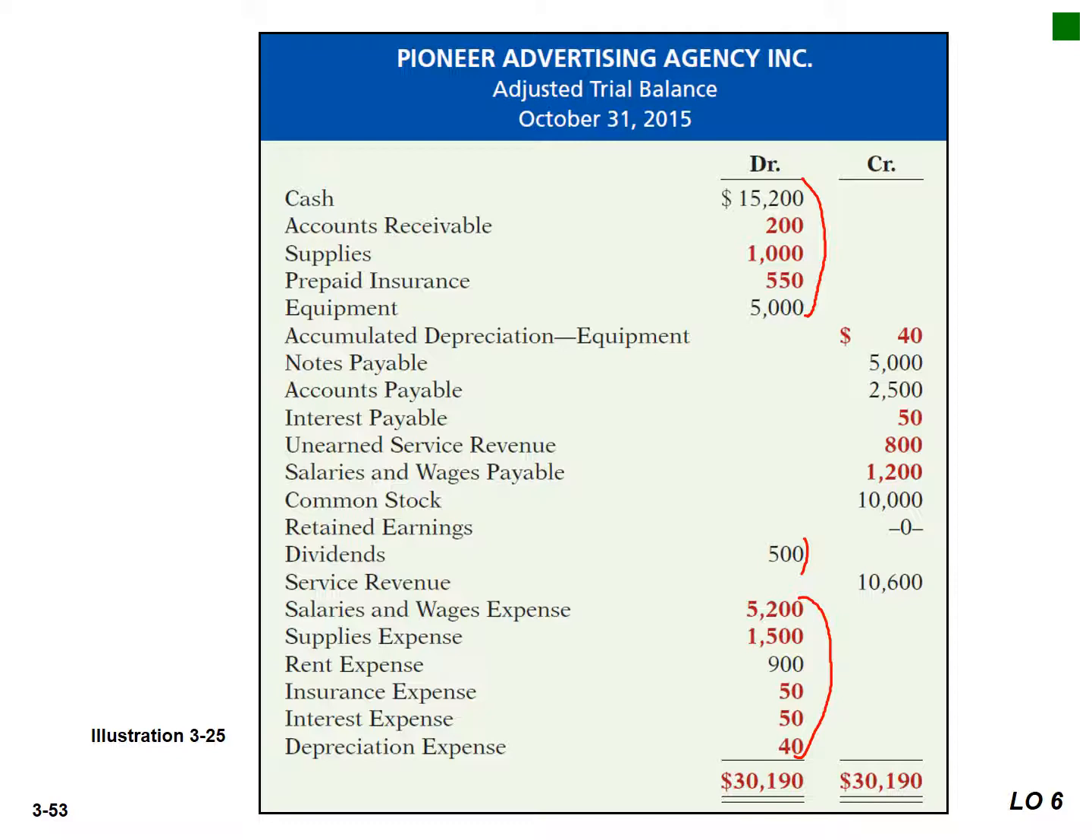Of course, our credit balance items are going to include this contra asset account, accumulated depreciation, all of our different liability accounts, our common stock account, our revenue account. Of course, our retained earnings account would normally have a credit balance, but we haven't made any entries to our retained earnings account, so that balance is 0 at this time. Our debits have to equal our credits in our adjusted trial balance.